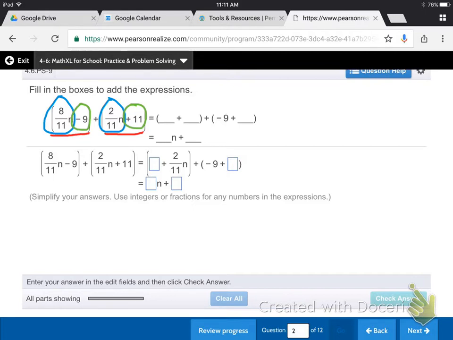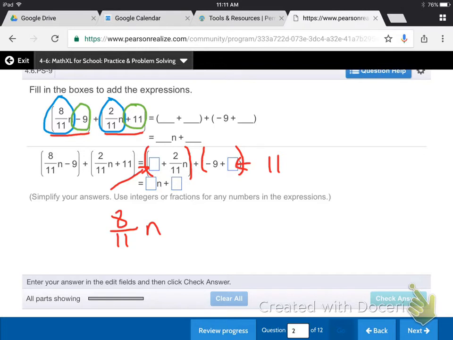So this problem just wants you to fill in the blanks. What are we going to group together with 2 over 11n? What goes with 2 over 11n? It is 8 over 11n. That goes right in that box. And then what over here goes with negative 9? We'll look up above. The other number in the green circle is positive 11, right? So we're going to take 11 and write it right there in that box.